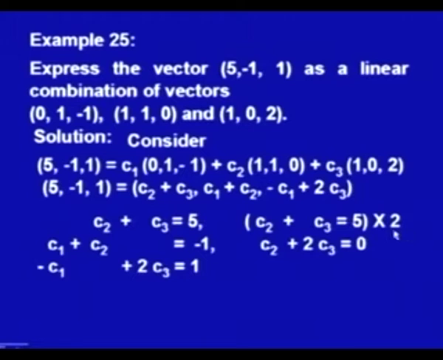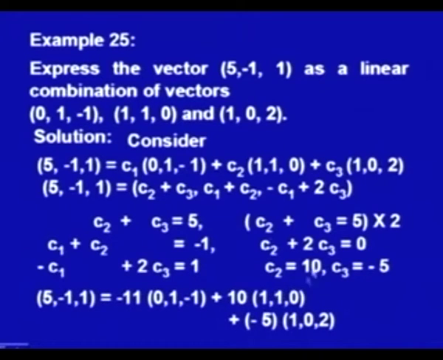To simplify it, if I multiply this equation by 2 and subtract, this and this will get cancelled and what we have is C2 is equal to 10. Once you have C2 equal to 10, you can substitute it here to get C3 is equal to minus 5, and once we get C2 and C3, one can get C1 from this equation, which gives C1 as minus 11. So (5, -1, 1) equals minus 11 times (0, 1, -1) plus 10 times (1, 1, 0) plus minus 5 times (1, 0, 2). So, this vector (5, -1, 1) is expressed as a linear combination of these 3 given vectors.